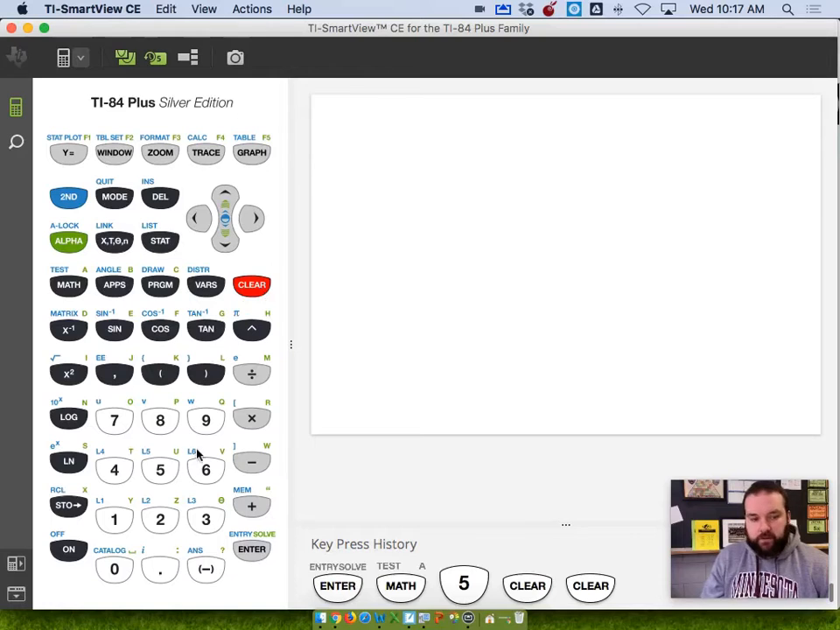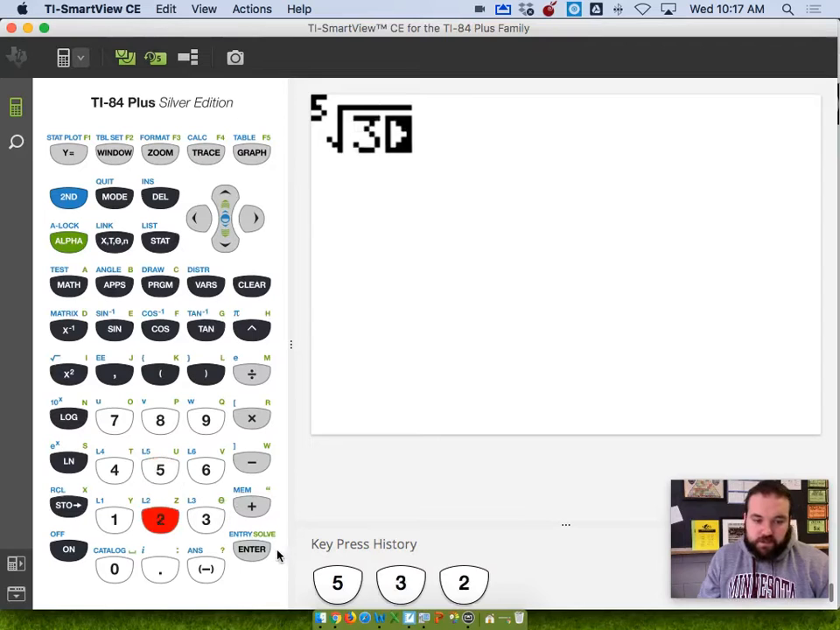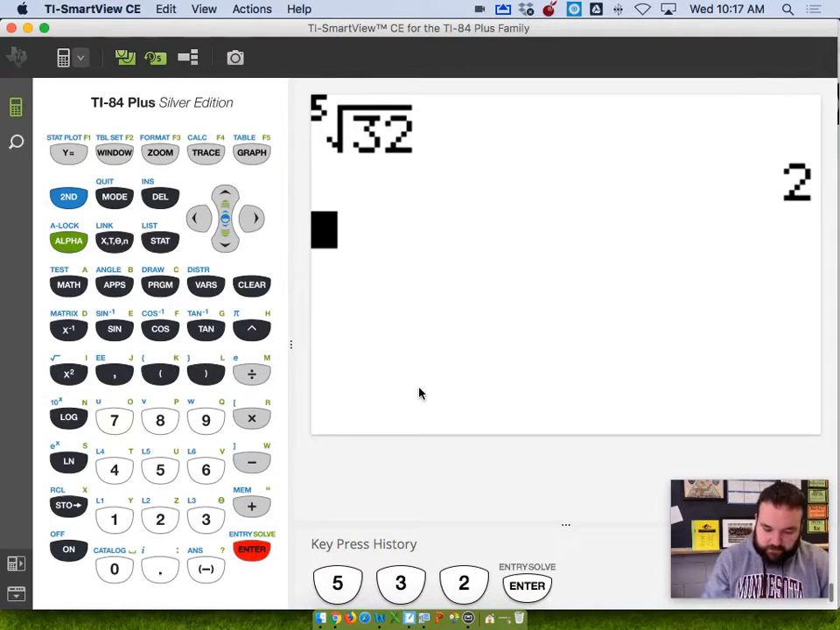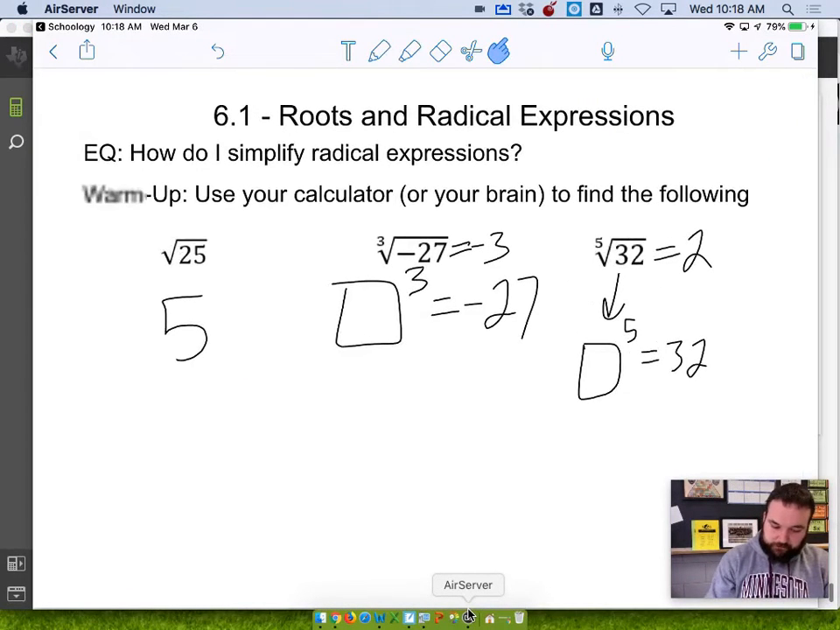So I'm going to go ahead and clear this out. To type in the fifth root of 32, I'm going to hit my 5 for the fifth root, and then I'm going to do math 5. You'll see that on my calculator, it puts the 5 up in the square root symbol. Then we type 32, and we get an answer of 2. So the fifth root of 32 is equal to 2.